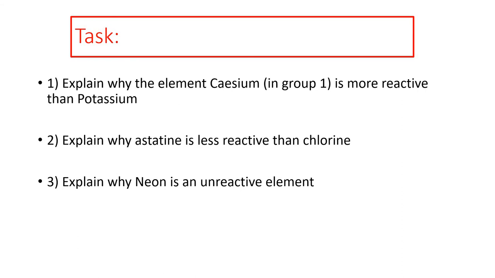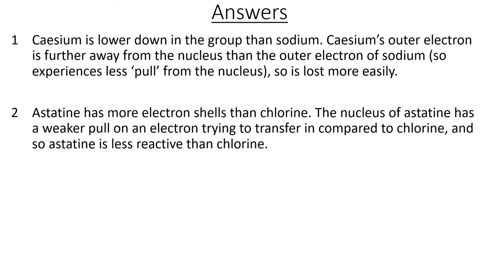So why is astatine less reactive than chlorine? So it's because astatine has more electron shells than chlorine. The nucleus of astatine has a weaker pull on an electron trying to transfer in compared to chlorine, and so astatine is less reactive than chlorine. So astatine's outer shell is further away from the nucleus, so it's harder to put an electron in there.